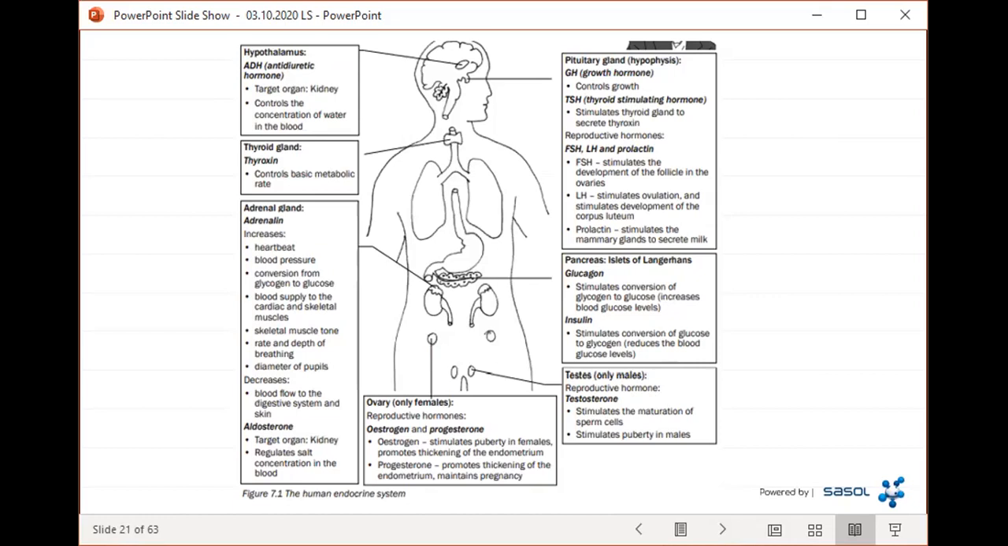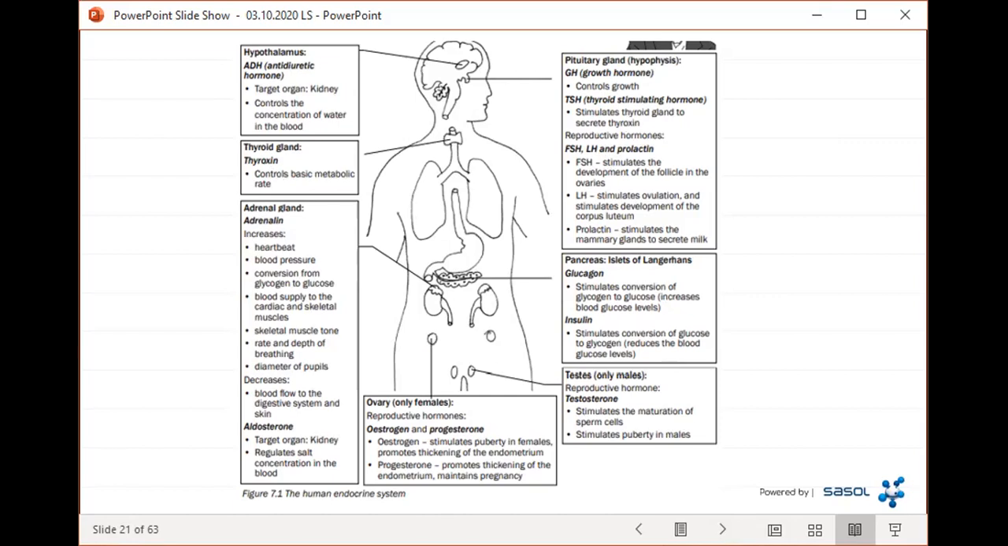Right, and then the pituitary gland, which secretes quite a few hormones. We have growth hormone, which is secreted by the pituitary gland, and it controls growth. We have thyroid stimulating hormone, which stimulates the thyroid gland to secrete thyroxine. Then it also releases reproductive hormones, FSH, LH, as well as prolactin.